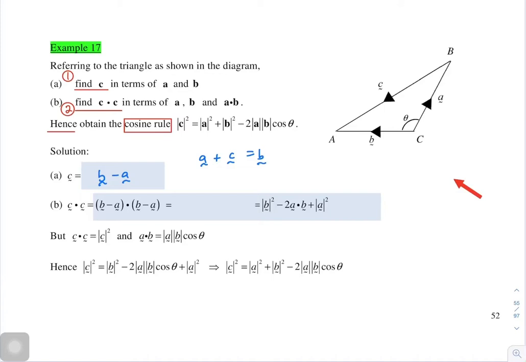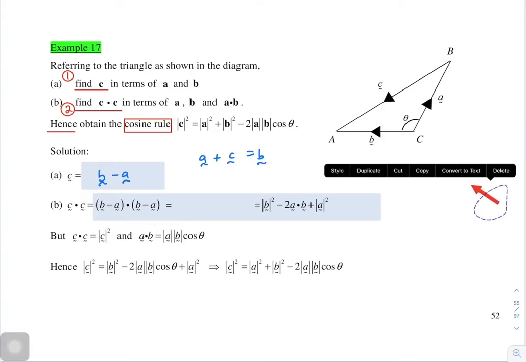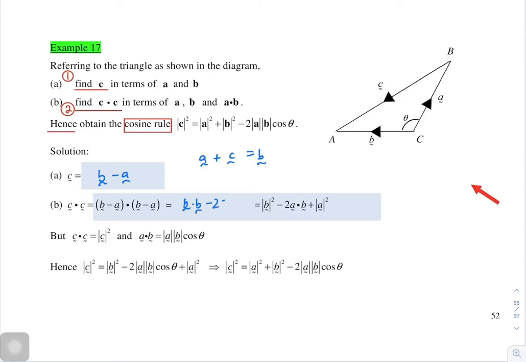Now what is C dot C? Based on what we have found in terms of what is C, C dot C is basically B minus A dot with B minus A. And this one, if we were to do it term by term, or we can actually expand it using our quadratic formula, because we know that A dot B and B dot A is commutative, so they are actually equal. So we would have B dot B minus 2A dot B plus A dot A.